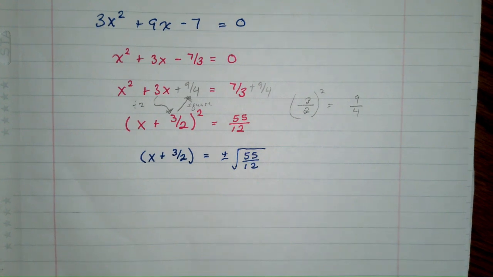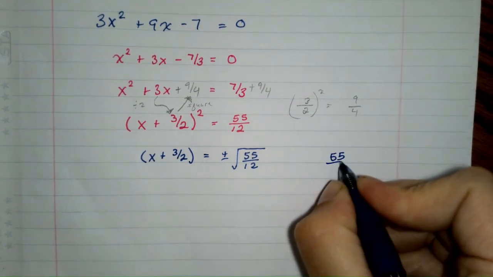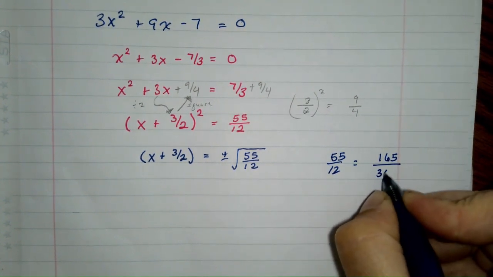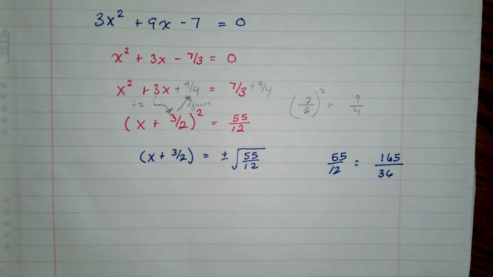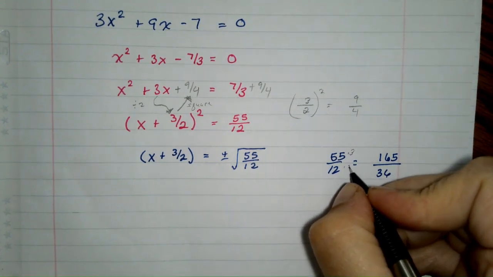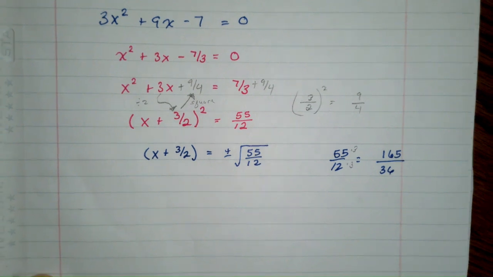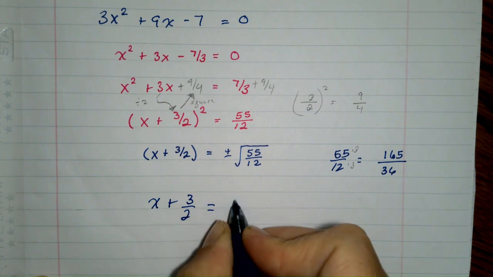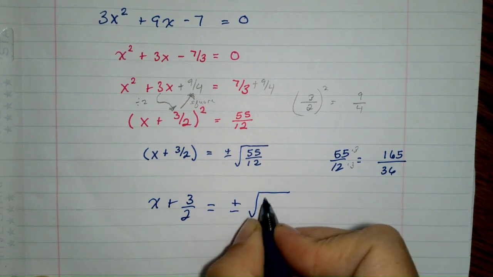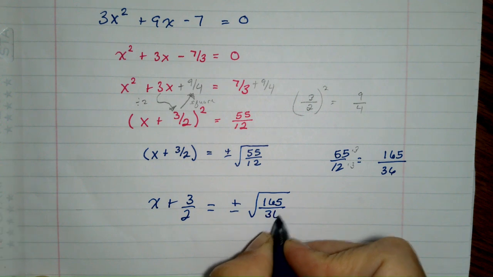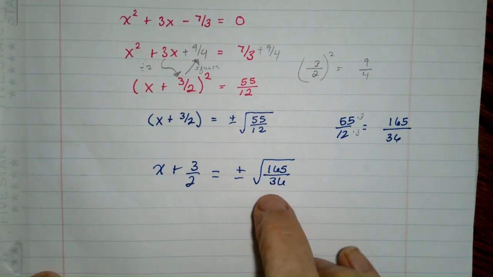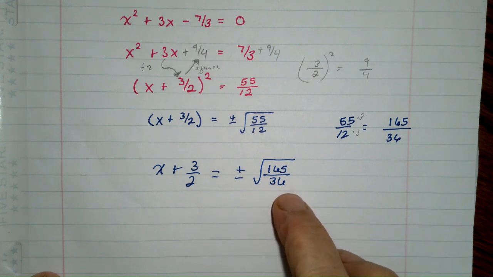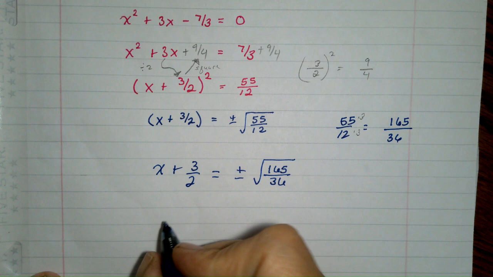However, 55 over 12 is equal to 165 over 36. And I would have gotten that just by doing times 3 times 3. So x plus 3 over 2 equals plus or minus the square root of 165 over 36. By doing that change, I can now get a perfect square root in the denominator. So make sure your denominator is always a perfect square so that we can reduce our radicals properly.